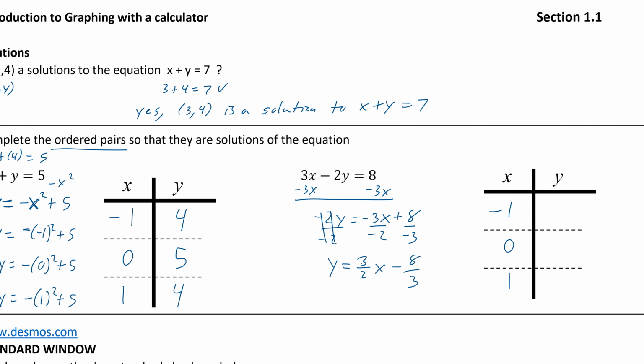If I plug in x equals -1, we get y equals 3/2 times -1 minus 8/3. It's not nice, right? This gives us -3/2 minus 8/3. And then you've got to do a common denominator. So this would be -9 minus 16, over 6, which is -25/6. It's horrible.